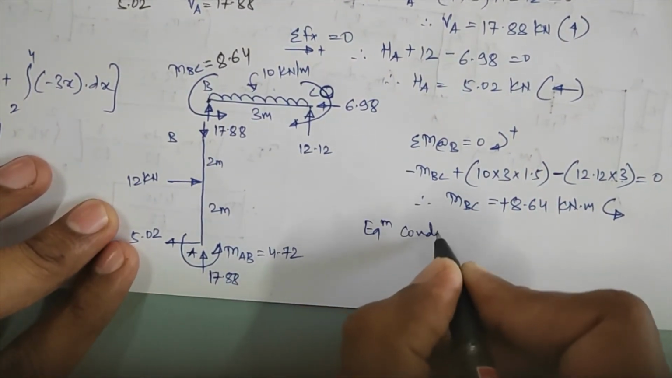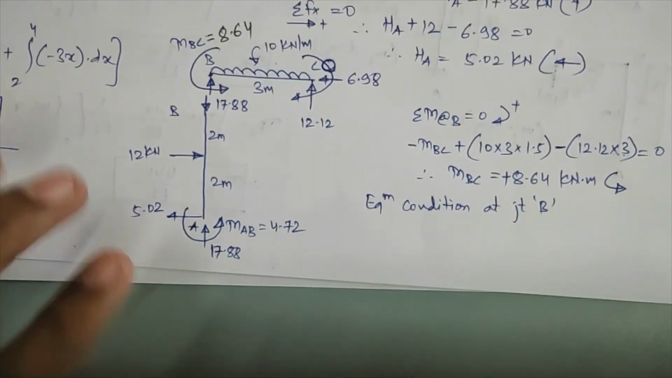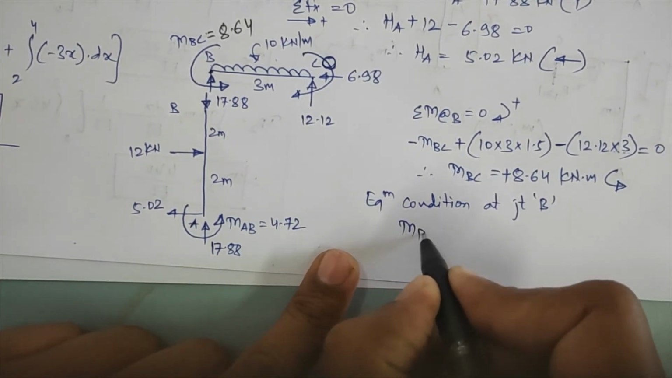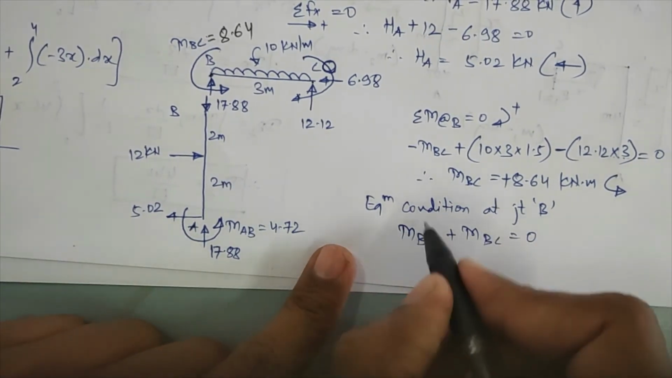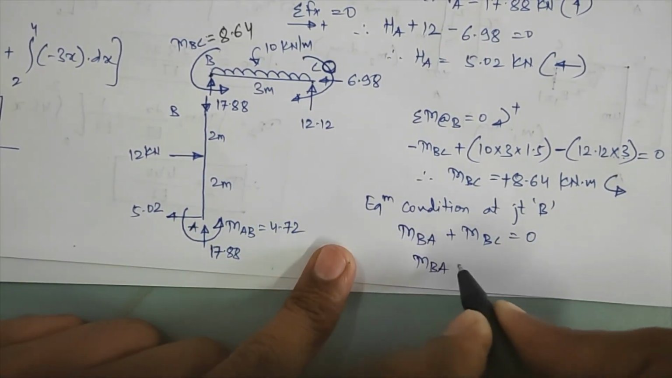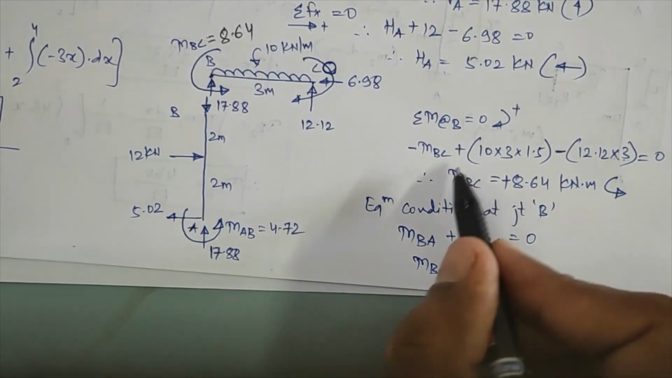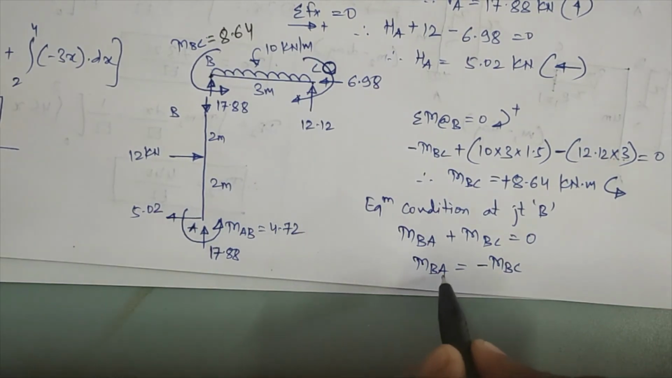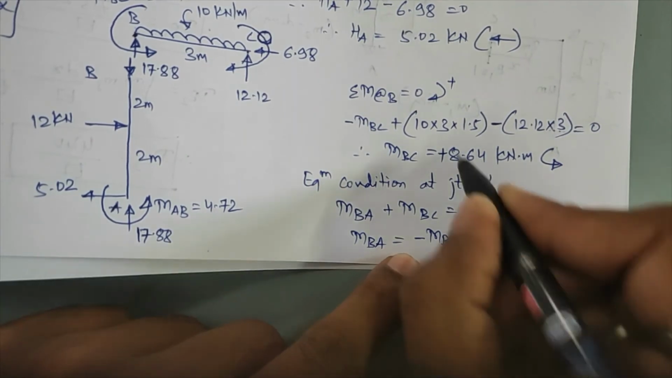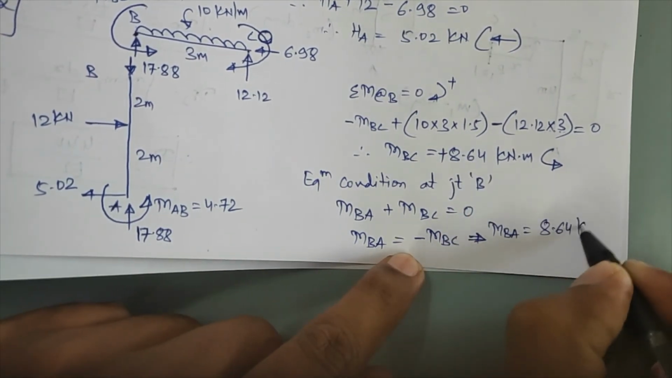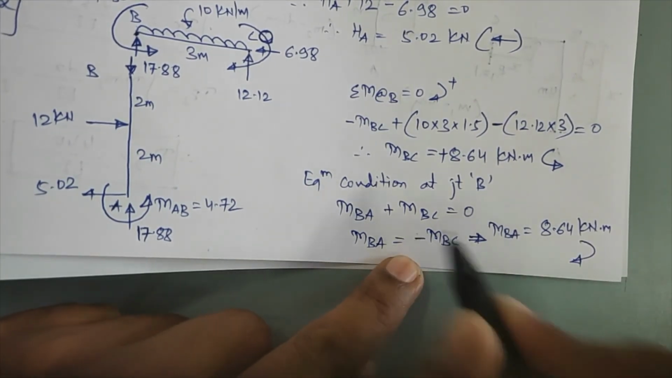Okay. Now if I use condition of equilibrium at joint B, so that condition will be what? MBA plus MBC shall be equal to 0. So if I calculate this in terms of MBA, I'll get that as MBA will be equal to minus of MBC, that means opposite to this value over there. So MBA will be equal to same value, that is 8.64 kilonewton meter, but that will be clockwise in nature because here you are getting opposite sign.